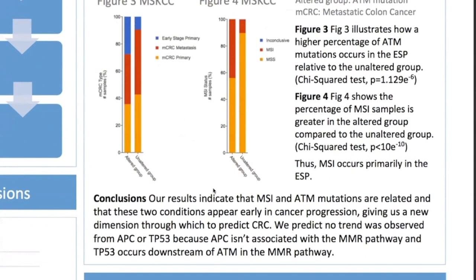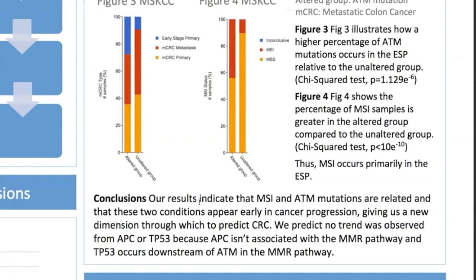So we made several conclusions throughout this study. Most prevalently, that MSI and ATM mutations exhibit mutual occurrence and that they both appear early together in cancer progression. And this gives us a new dimension through which we can predict colorectal cancer. And we also realized that APC and TP53 don't exhibit a similar correlation with ATM as ATM mutation does with MSI. And we believe this is because APC isn't associated with the MMR pathway.